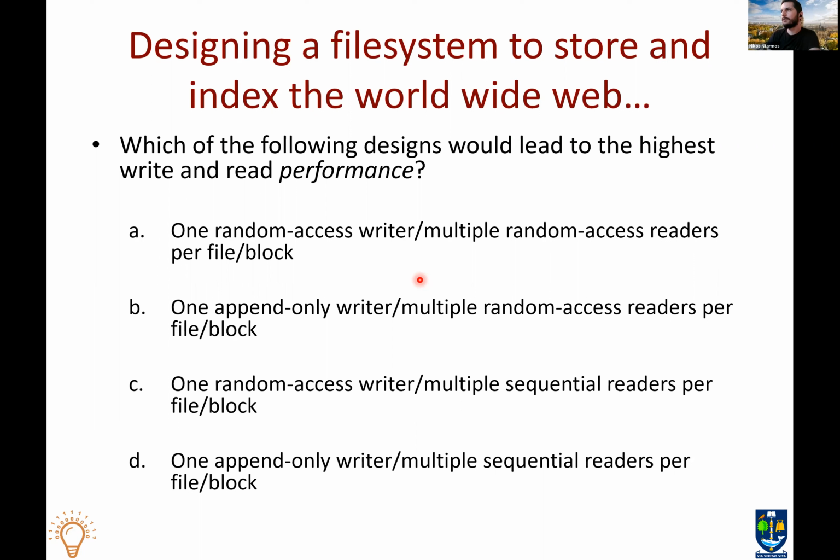So the correct answer here is D: one append-only writer with multiple readers. Why? It's all the things we were discussing so far. You want your writers to be append-only because that leads to higher throughput. You're not doing random I/O, and same for the readers. Sequential I/O is always much better, offering much higher throughput than random access I/O. So that's what we want to achieve.